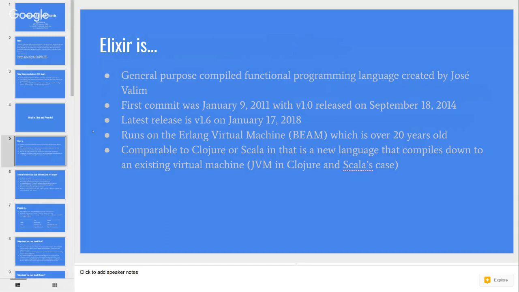And actually, if you were just in Joken's talk, it's comparable to Clojure and Scala, in that it's a new language that compiles down to an existing virtual machine. So you get all that, and just like Clojure and Scala, you can escape out of Elixir pretty quickly and use Erlang libraries that are 15, 20 years old. It's just like calling directly to Java methods in Clojure.